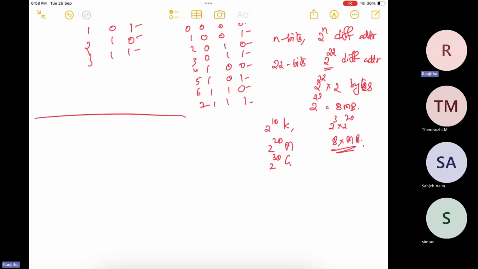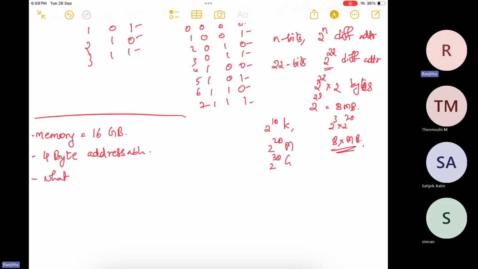So if we have a memory of size 16 GB and it is 4-byte addressable, calculate the number of bits required in the address. Okay. So we have memory equal to 16 GB. Then the memory is 4-byte addressable. So what it is asking is to calculate the number of bits required in the address.